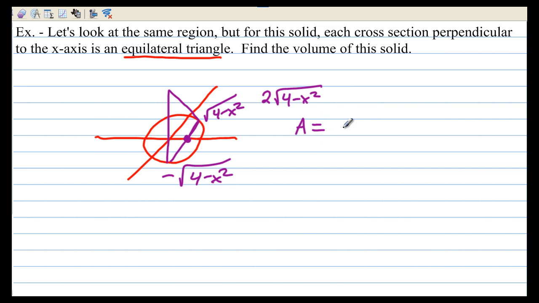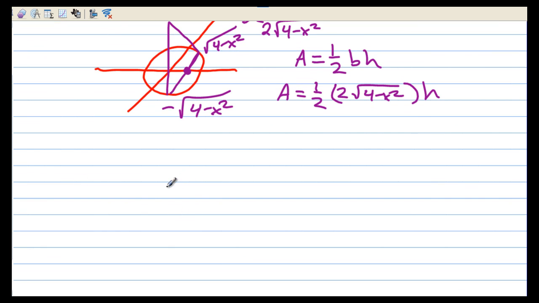Well, the area of a triangle is 1/2 base times height. Well, we have the base. This is b right here, so we have that much. Area equals 1/2 times 2 square root of 4 minus x squared. Well, we need everything in x, but right now the height is just h. We need it in x. Let's look at an equilateral triangle.